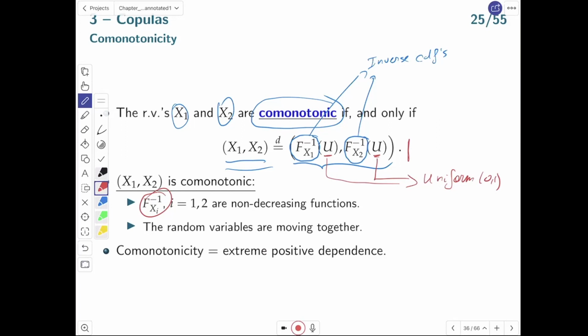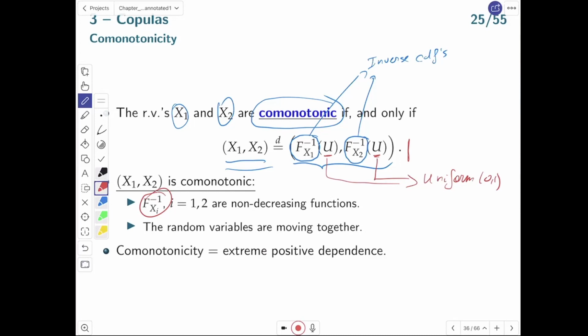But assume that u becomes bigger. My inverse CDFs are non-decreasing functions, so both x1 and x2 are non-decreasing functions of that same random source. So in a comonotonic situation, everything is driven by one single random source, and my two components are non-decreasing functions of it. Meaning, if I make that random source bigger, both x1 and x2 will increase. If I take the random source u smaller, both x1 and x2 will decrease.